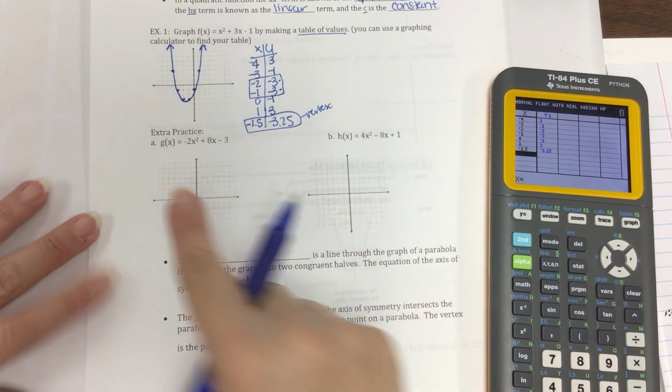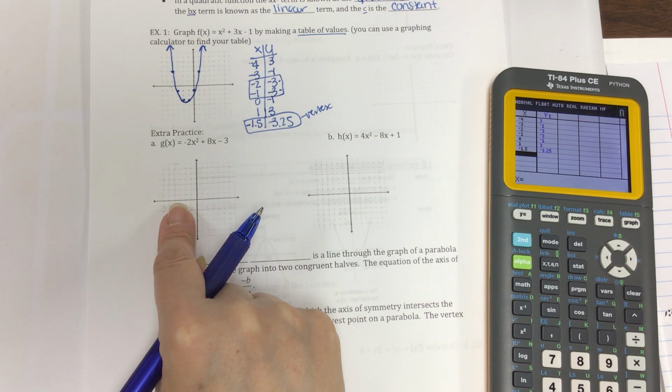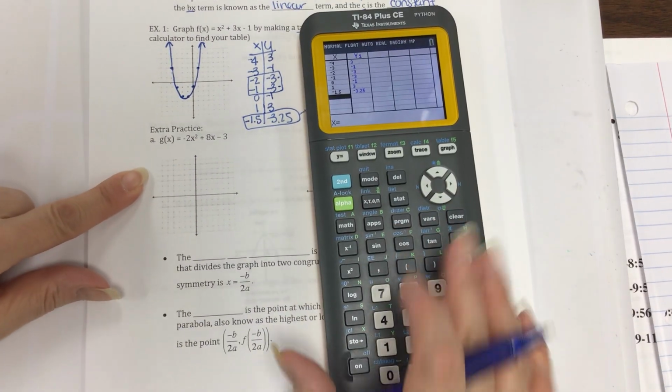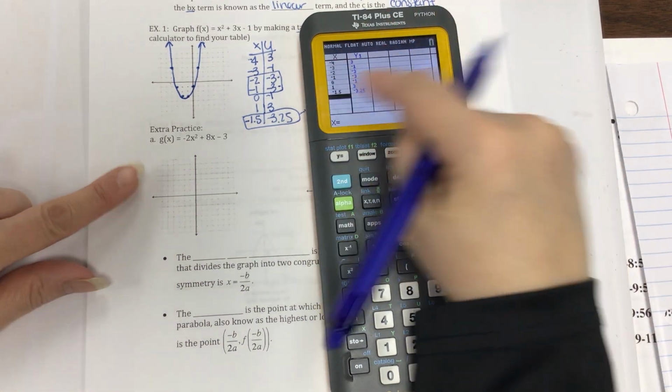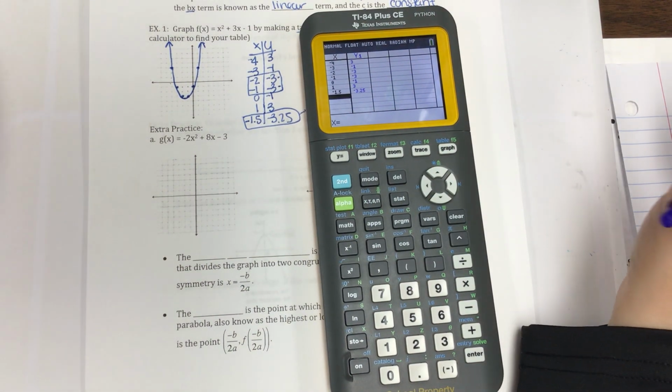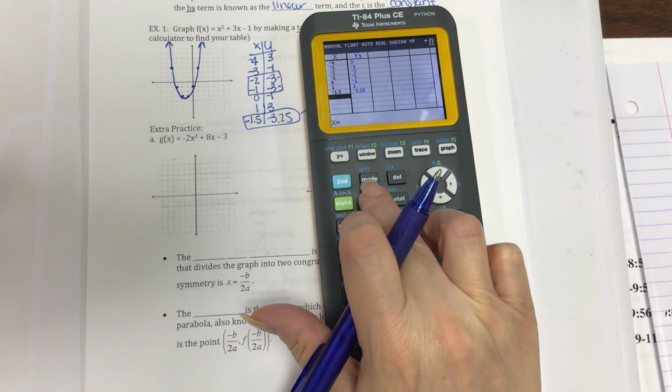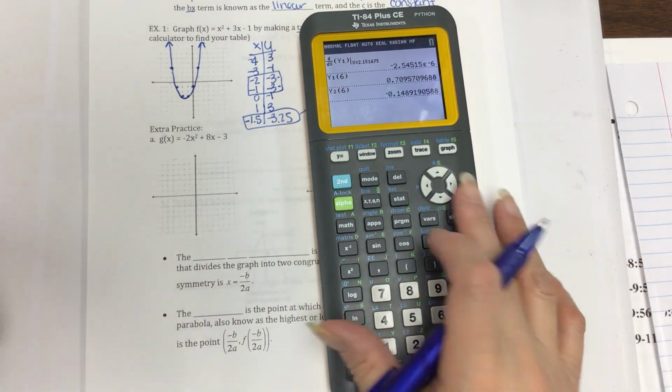All right, let's do one more of those looking at this right here. We're going to look at A. How would I get back to just a regular screen on this? Second, and right beside that is quit, and that will get you back to your regular screen, right?